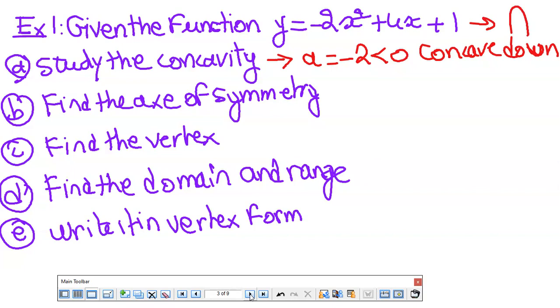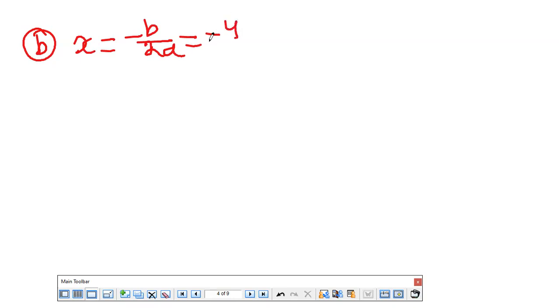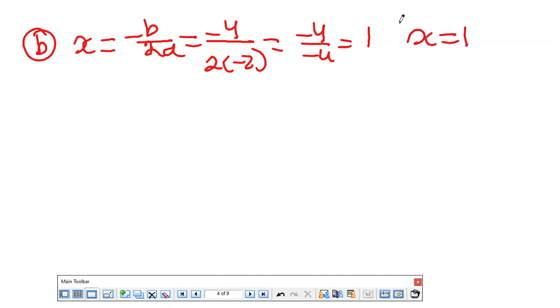Now I need to find the axis of symmetry. What is my formula? I will write it here. X is equal to minus b over 2a. So it's equal to minus, what is b? It's minus 4 over 2 times minus 2. So it's equal to minus 4 over minus 4. So it's equal to 1. So my axis of symmetry is 1. It's x equal to 1. So the vertical line x equal to 1 is the axis of symmetry.